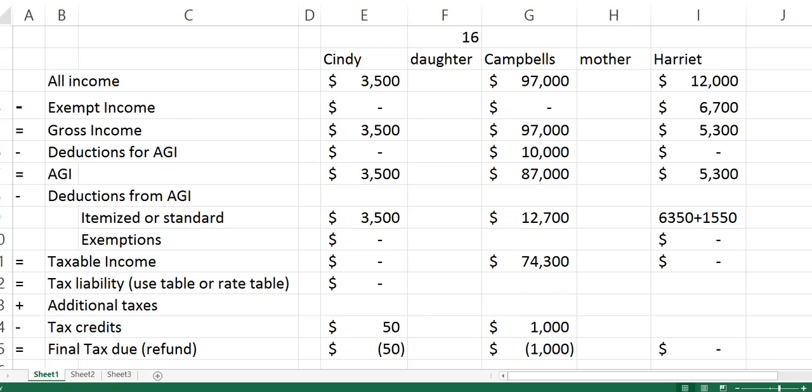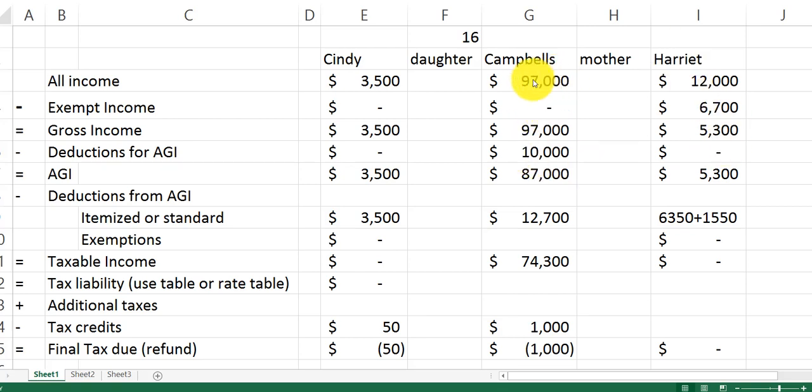So our example is a family, the Campbells. Mr. and Mrs. Campbell are married. Their daughter Cindy is 16, lives with them. In addition, they have one of the Campbells' mothers, doesn't matter which one, Harriet, who also lives with them. So in this household there are 4 individuals, and we have to look at who's got to file, what tax returns, and how that income is reported. So let's start with the Campbells themselves.